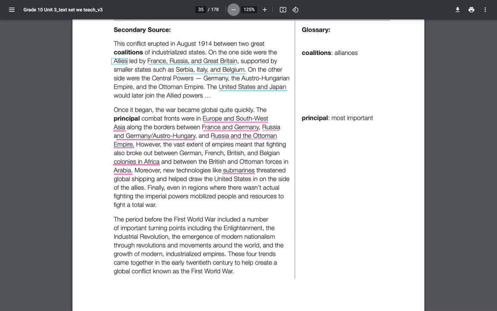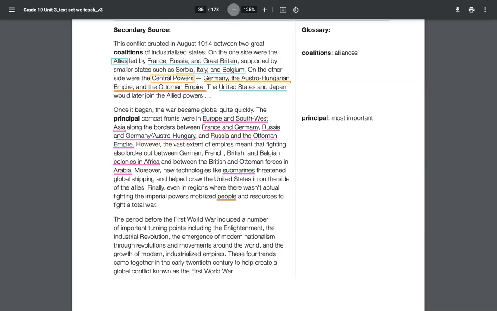We also see that there was another side. Let's make the other side another color. We have the Central Powers as our other side here, and we have Germany, the Austro-Hungarian Empire, and the Ottoman Empire. So now we know who our key players are, and we can actually infer, because of the colonists, that we also have the people and resources from the colonies fighting. So we could even say the colonists are also key players in this as well.